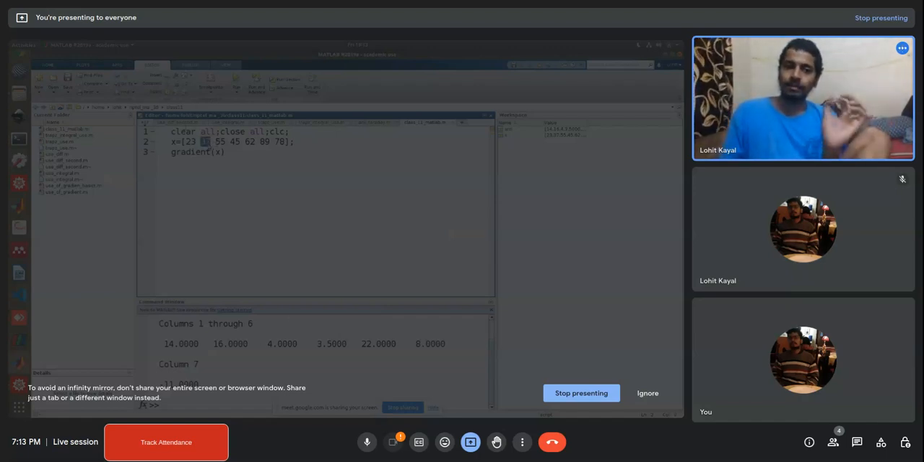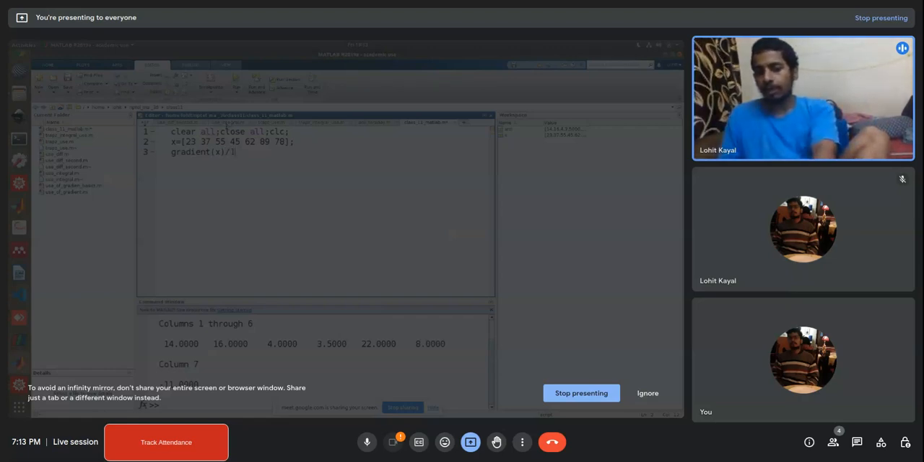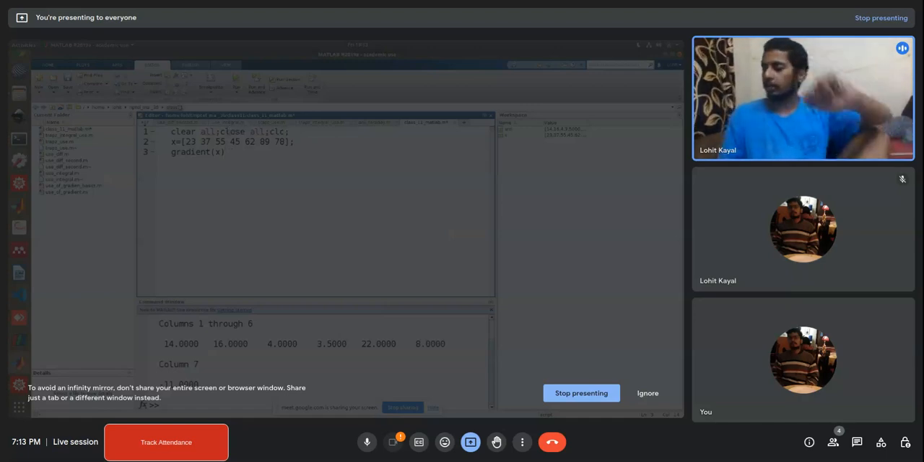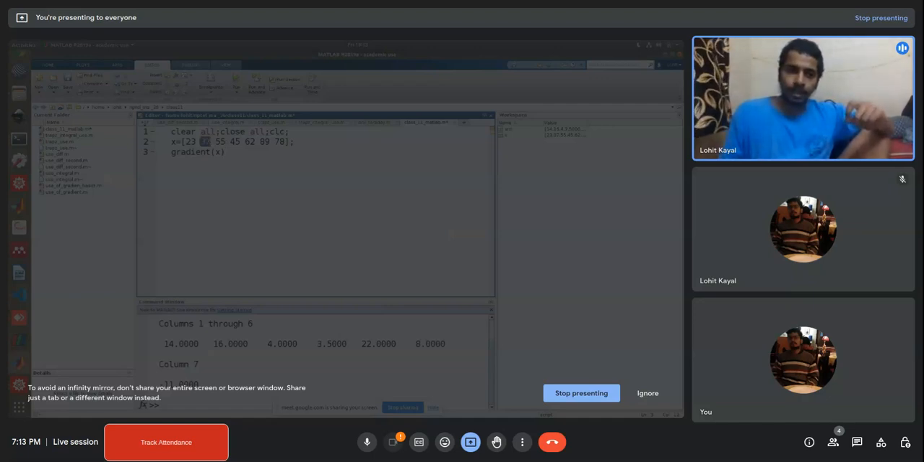Now for the second point, it is calculating in the central difference method. 55 minus 23 is 32 divided by 2. When I am not dividing it with something like dt or dz, it will assume that it is divided by 1. This is how the gradient command is built. So for the second point, it is calculating 55 minus 23 divided by 2 into 1, because it will assume that h equal to 1 when nothing is specified.